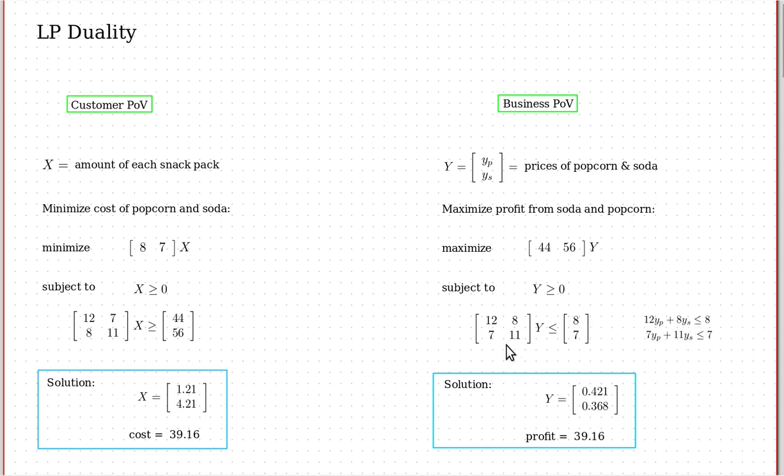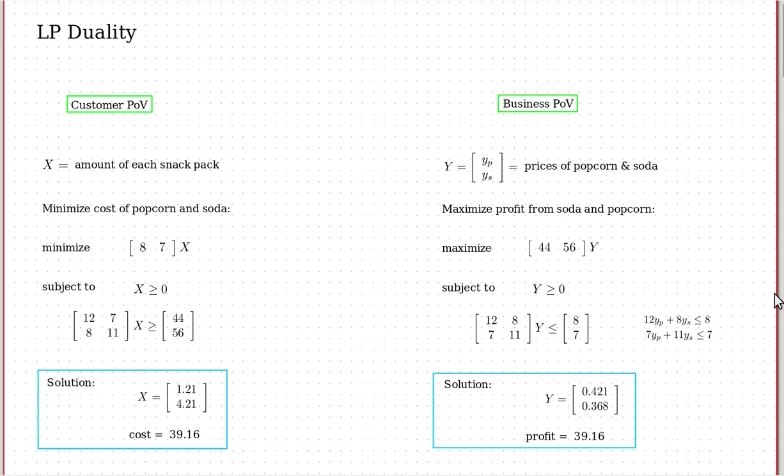And similarly, you also have to keep your prices in line with the other snack pack. So 7 ounces of popcorn times the price that you want to charge for popcorn plus 11 ounces of soda times the price you want to charge for soda. That has to remain less than or equal to the $7 that the concession stand charges for the equivalent snack pack, right? So in order to remain competitive, you're constrained by these inequalities, right?